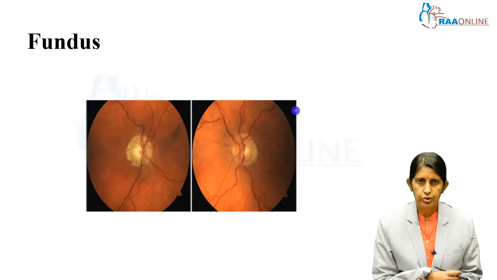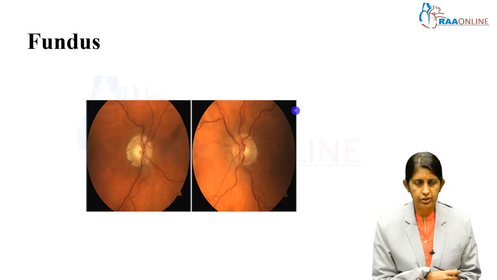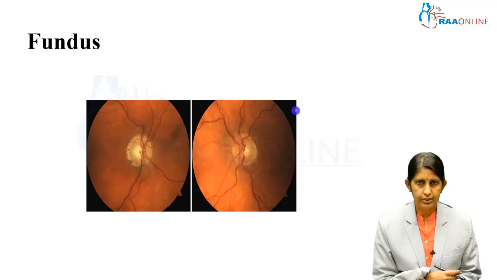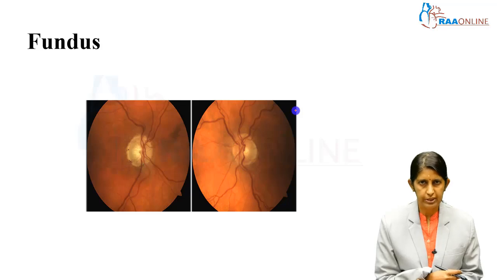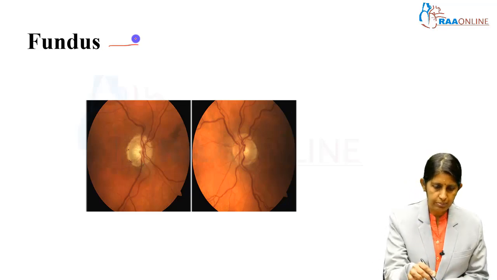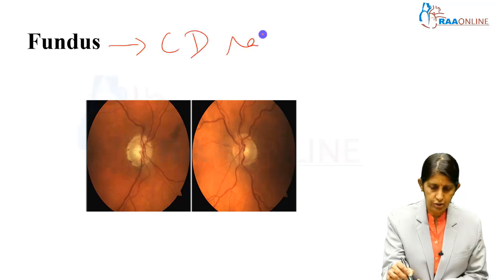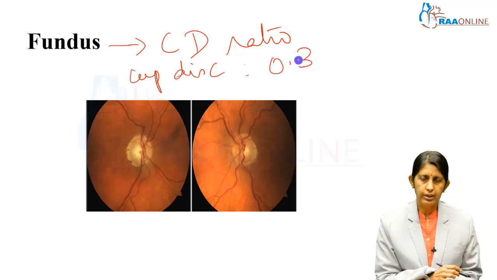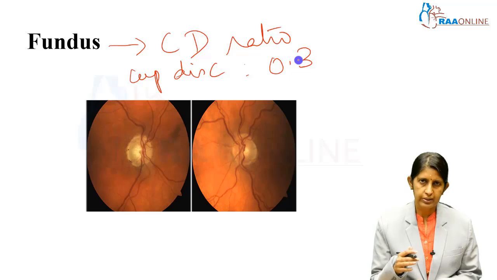So now we move on to what we look for. In patients with glaucoma, we need to look at various parameters, one of which is the fundus. The fundus examination is very, very important in patients with glaucoma, because one of the most important things we see is the CD ratio, that is cup disc ratio. Cup disc ratio normally is about 0.3. So in patients with glaucoma, you expect the cup disc ratio to increase, and that's what I've shown you in this figure.